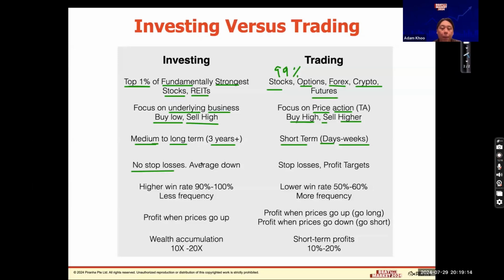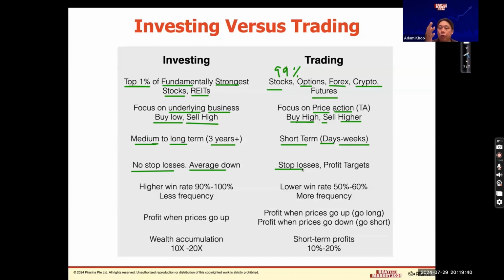All right. In fact, you want to buy more as it goes down because it's the top 1% of the best companies in the world. These companies will always go up. Okay. But in trading, the moment you enter the trade and the price moves against you, you thought it's going to go up, but the price goes down, you have to cut loss ruthlessly. You have to cut loss quickly.